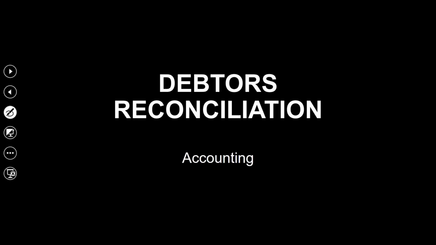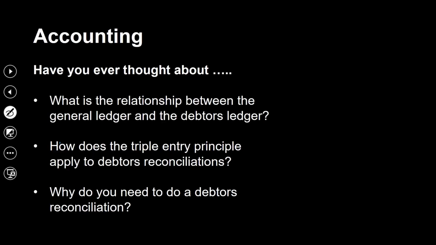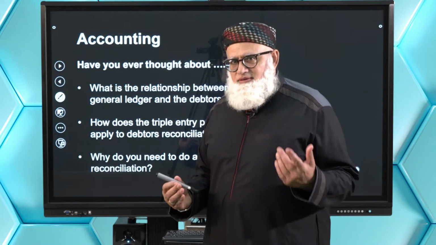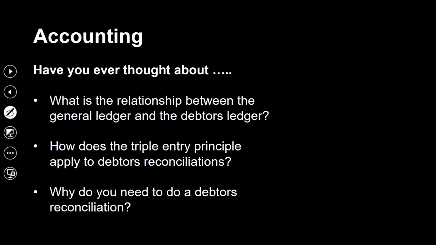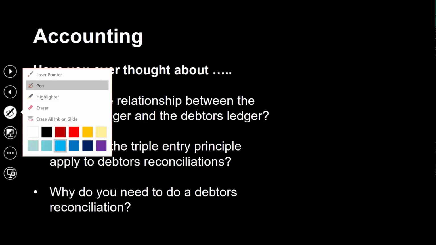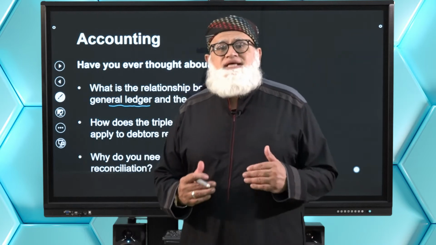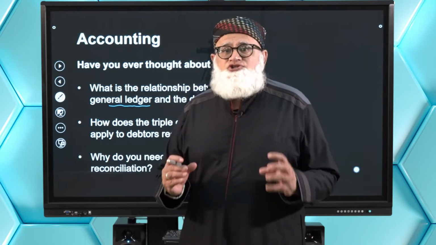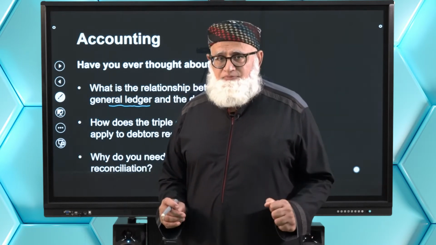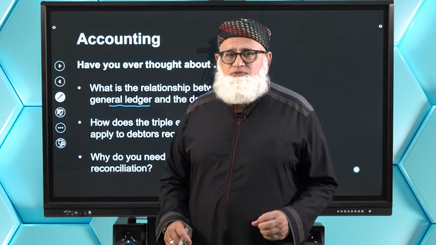Okay, so therefore, have you thought about this? Number one, what is the relationship between the general ledger and the debtors ledger? This once again brings us to the triple entry principle. Allow me to explain.